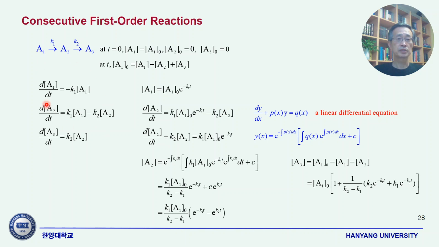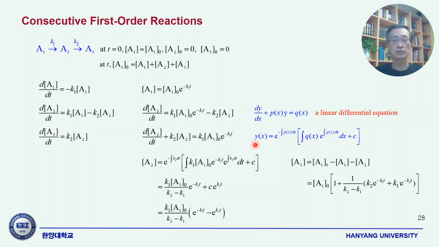So at any point, the concentrations of A1, A2, A3 sum to A1 naught. Then the rate equations for this system of reactions: dA1/dt is minus consumption, and dA2/dt is production and consumption, k1A1 minus k2A2, and dA3/dt is only production, k2A2. This is a linear differential equation, and the three must be solved at the same time. The first one is just a simple first order reaction; remember this is the integrated rate law. Once you have A1 solved, you can solve the next one, and you notice that this is a linear differential equation of the type y prime plus p y equals q.